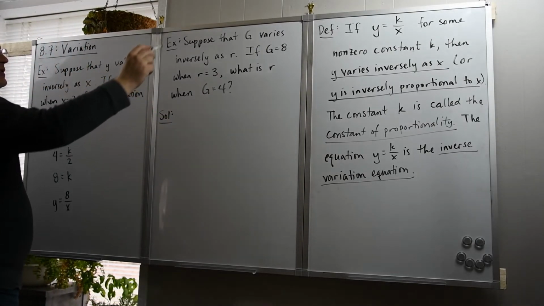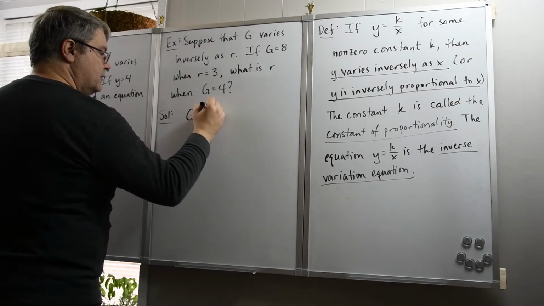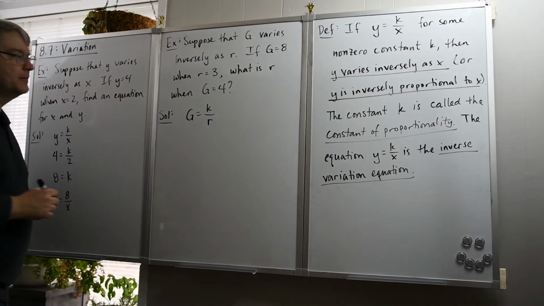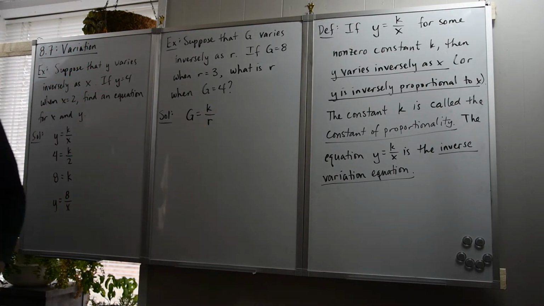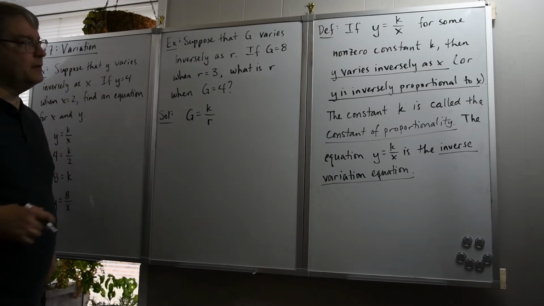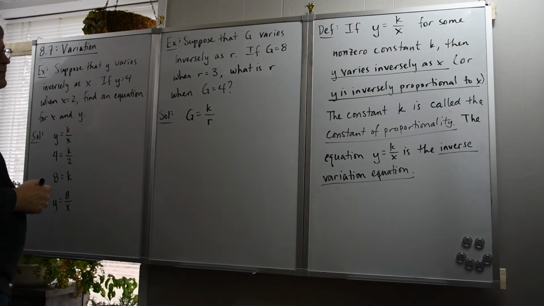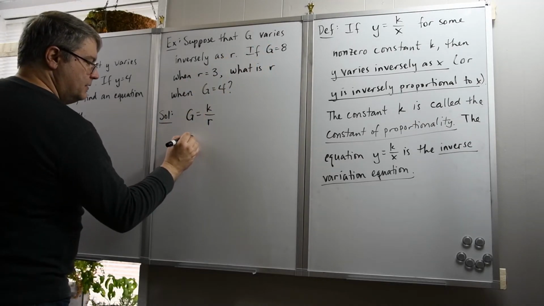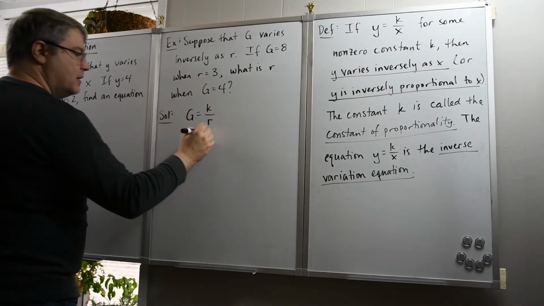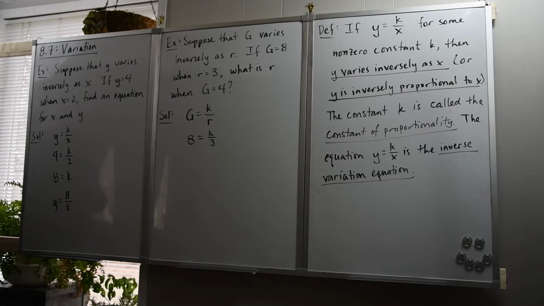Alright, so once again, G varies inversely as R. Translate that to G equals K divided by R. That's our general inverse variation equation for this particular situation, but we need to figure out the value of K that pulls all this together. And that's where the G equals 8 when R equals 3 information comes in. So we plug in 8 for G, we plug in 3 for R, and now we have 8 is equal to K over 3. So very similar to the situation we saw in the previous example.